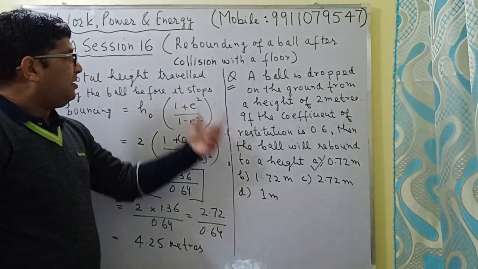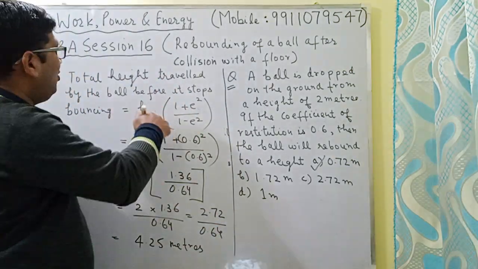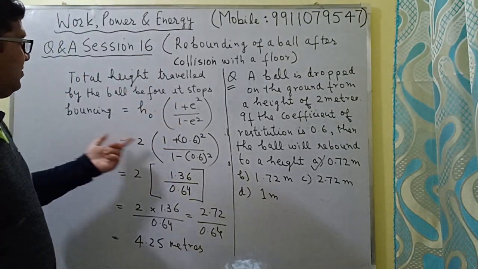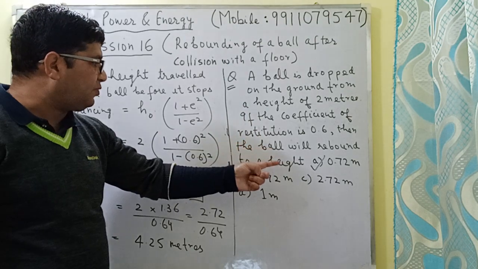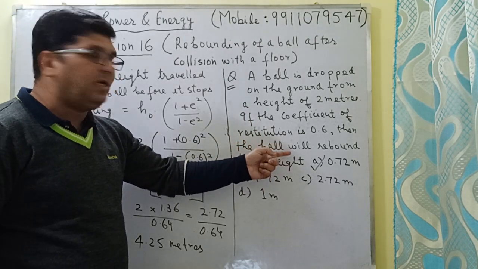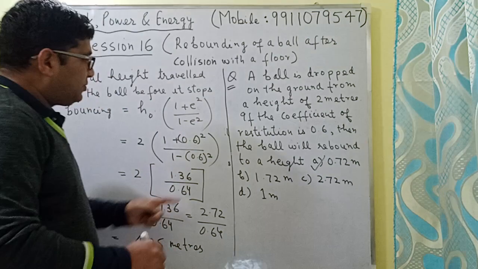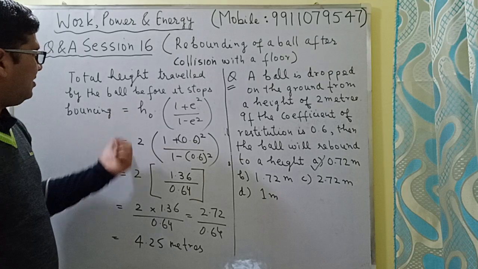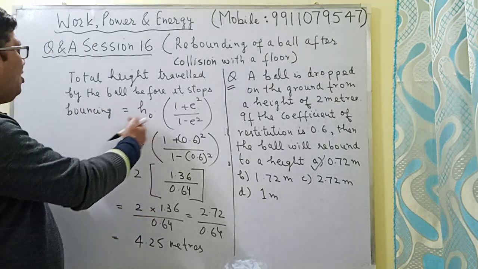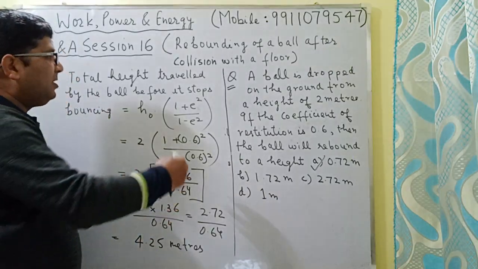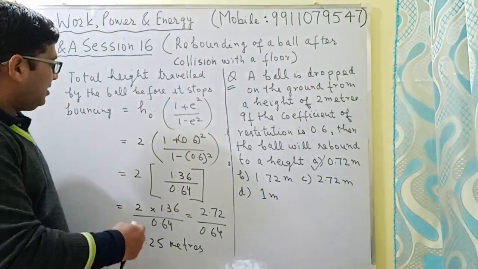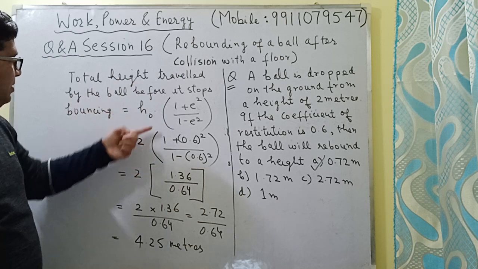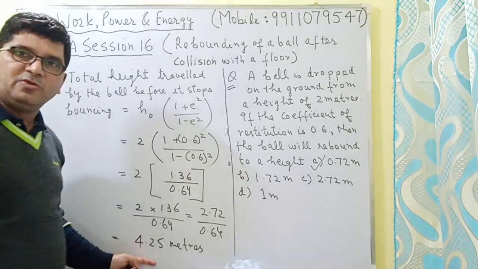So in this way, you can utilize all those 4 formulas which we have discussed in session number 15. In this question we were simply asked to find the height to which the ball will rebound, that we have already calculated, which was equal to 0.72. But as an additional point, I showed you how we can use those formulas to find different parameters. So here I have also calculated that the total height traveled by the ball before it stops bouncing, using this formula, is equal to 4.25 meters.